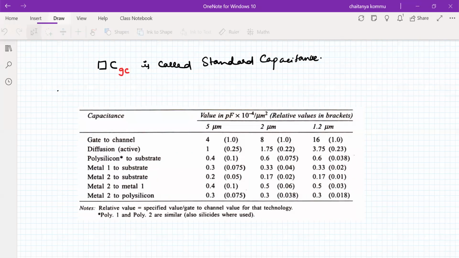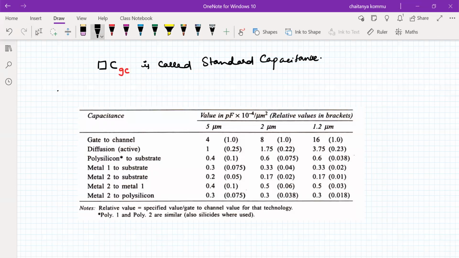So how did you calculate this capacitance for this one? What are the capacitances that we normally consider in our course? The gate to channel capacitance, one thing that we would like to discuss. And the diffusion to substrate, the polysilicon to substrate, metal 1 to substrate, metal 2 to substrate, metal 1 to metal 2, metal 2 to polysilicon. So these are the different capacitances that we normally observe.